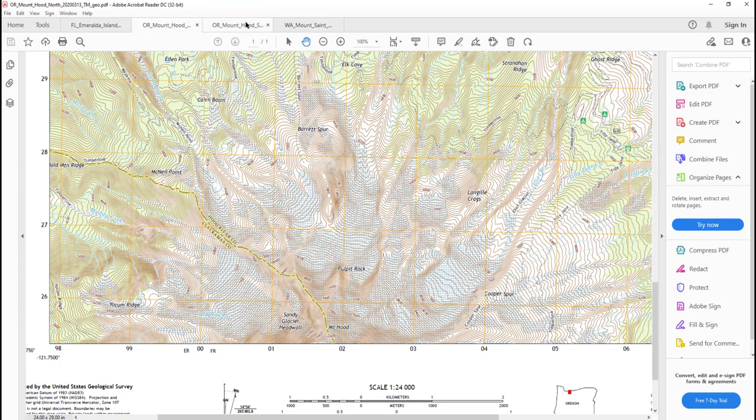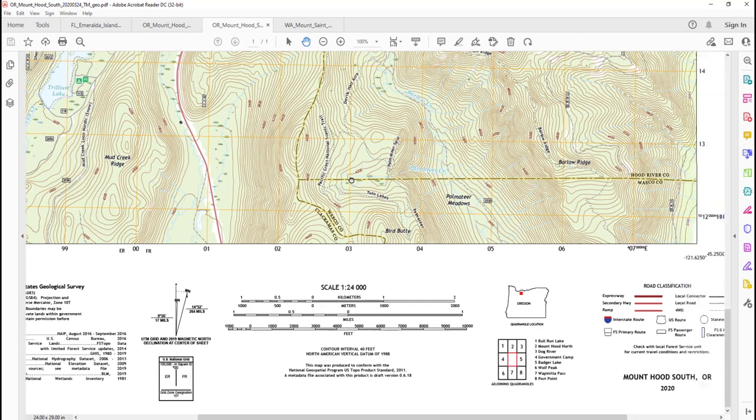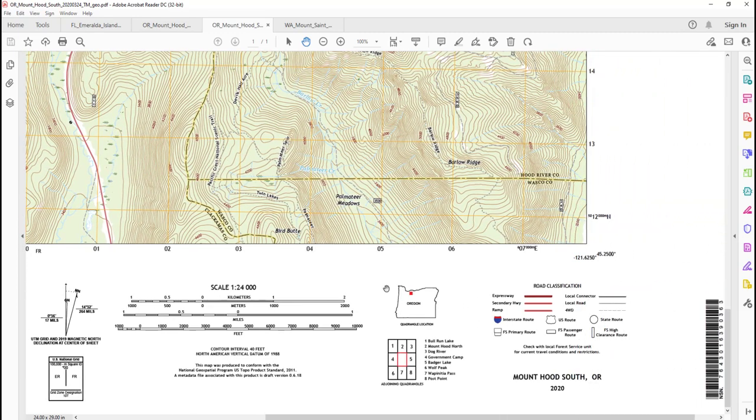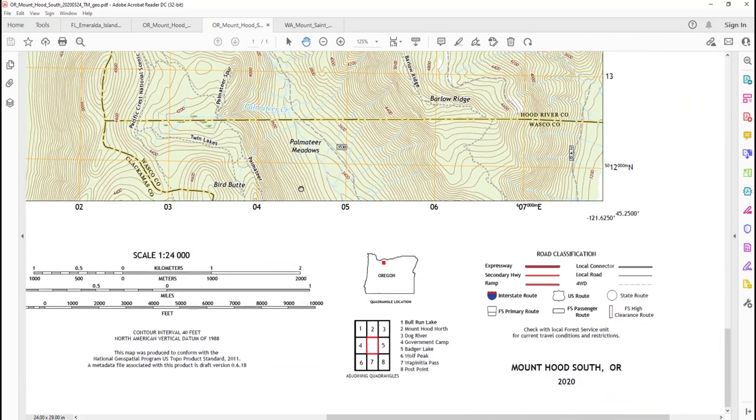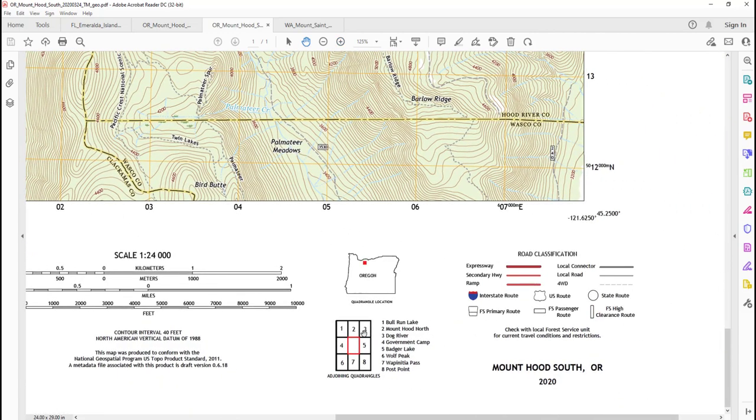Let me go back here. Okay, so there's where we are in the state. Let me up the magnification again. There's the maps around this one, right? If you run off it to the east, you're going to need the Badger Lake quadrangle. If you run off it to the southeast, you're going to want the Post Point quadrangle, etc., etc.